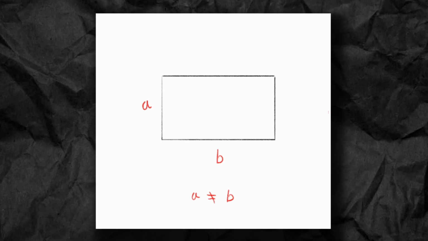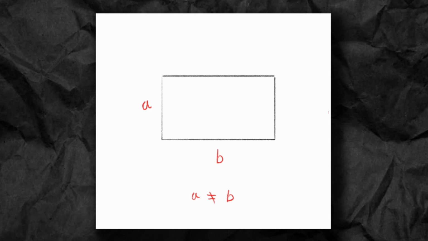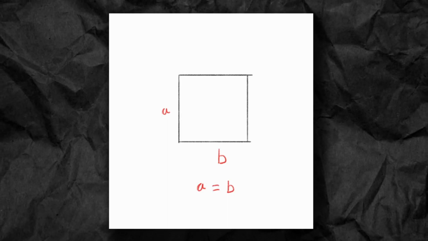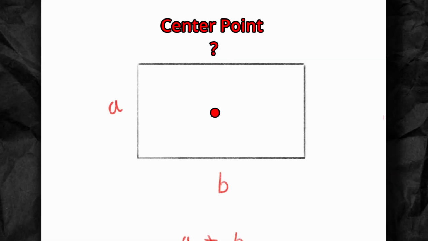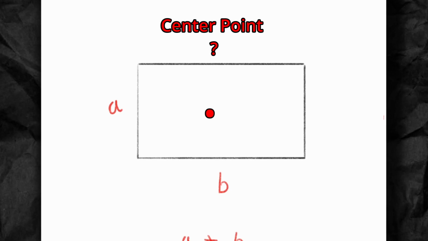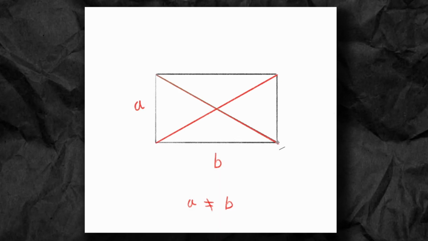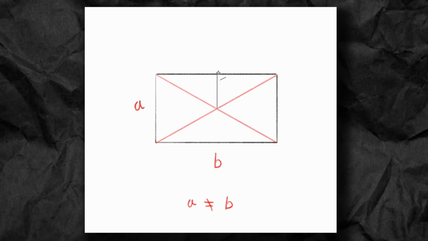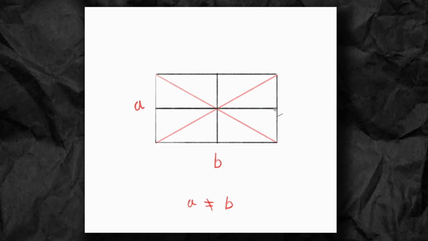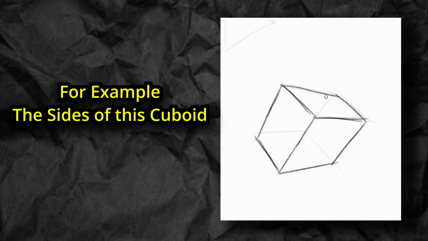So, a rectangle is a two-dimensional shape with 4 sides and 4 right angles whose length and width aren't equal. If a rectangle has an equal length and width, then it becomes a square. The most important thing you need to know about these two shapes is how to find their center points. Don't worry though, finding them is really easy. Simply connect the opposite corners with each other like this. Now you can divide the shapes into 4 equal parts by connecting the center with the midpoints of each side. Also, one more thing. Squares and rectangles drawn in perspective take the form of trapezoids.